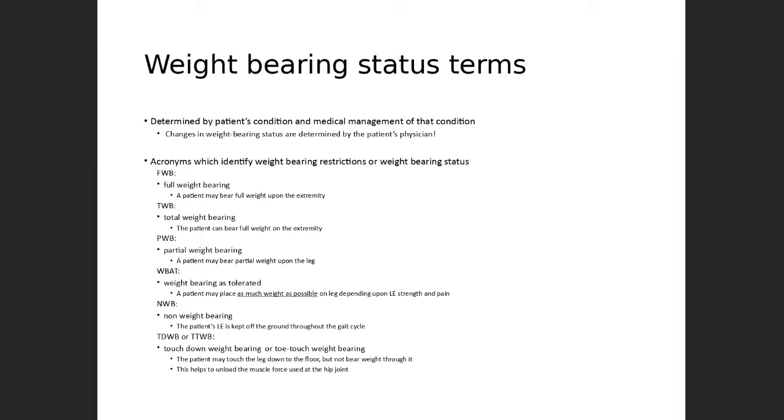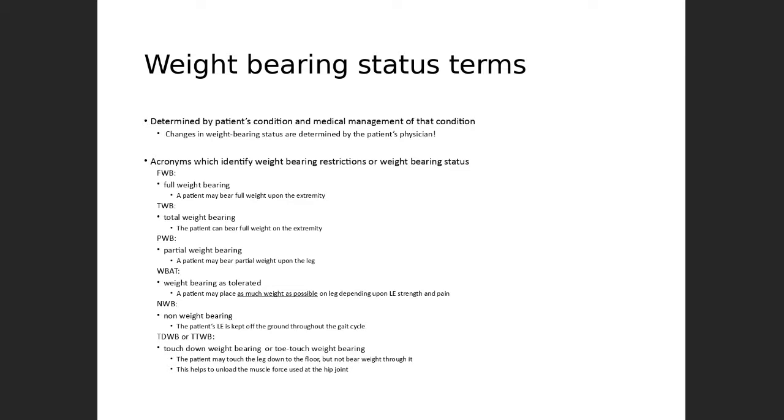So during single limb stance, all of the patient's weight is on one leg. When a patient is full weight bearing or total weight bearing, it means there's no restriction. During single limb stance, they can put all of their weight on that one leg.